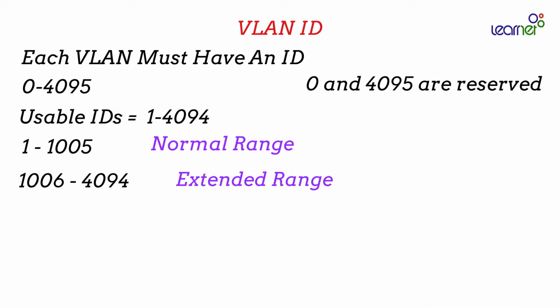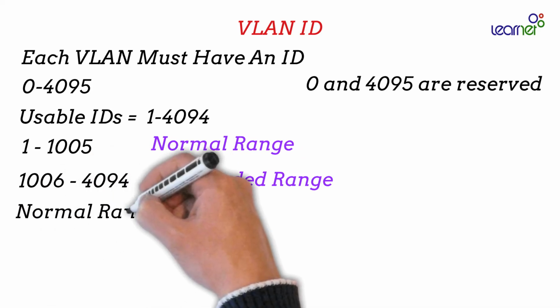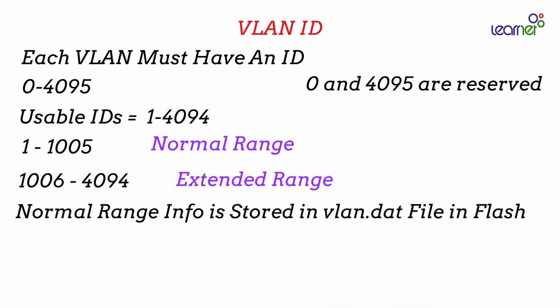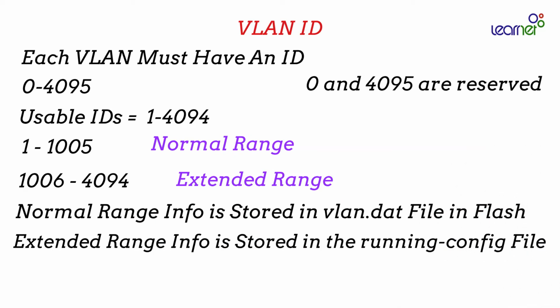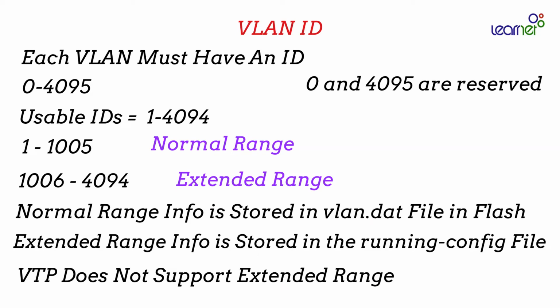Basically, the extended range is designed for service providers to give them more flexibility and options for service delivery, but it doesn't mean you cannot use them in your networks. However, you have to consider a few things. First, normal range information is stored in a file called vlan.dat, which exists on the flash memory. But extended range information is stored in the running config file. Also, VTP, which we'll talk about later in this course, does not support the extended range.